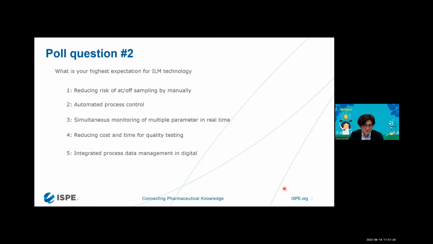So we'd like to start the next poll question. Yeah, let me read the poll question offered. It says, what is your highest expectation for ILM technology? Reducing risk of at-line sampling by manually, automated process control, simultaneous monitoring of multiple parameters in real time, reducing the cost and time for quality testing, and lastly, integrated process data management in digital.